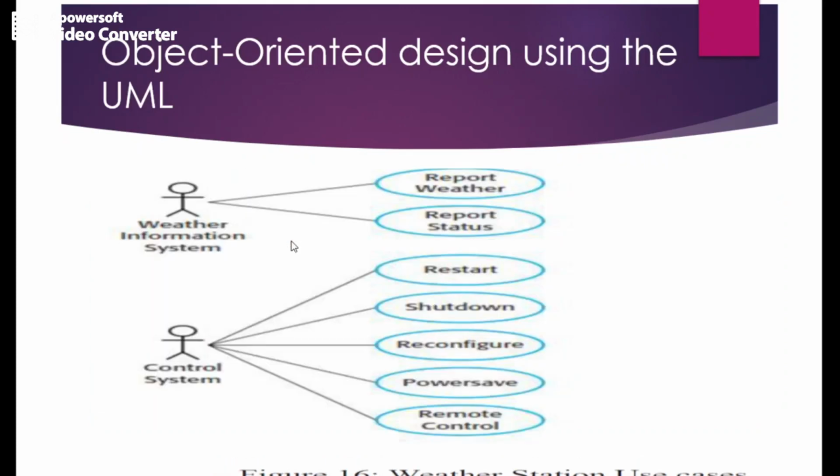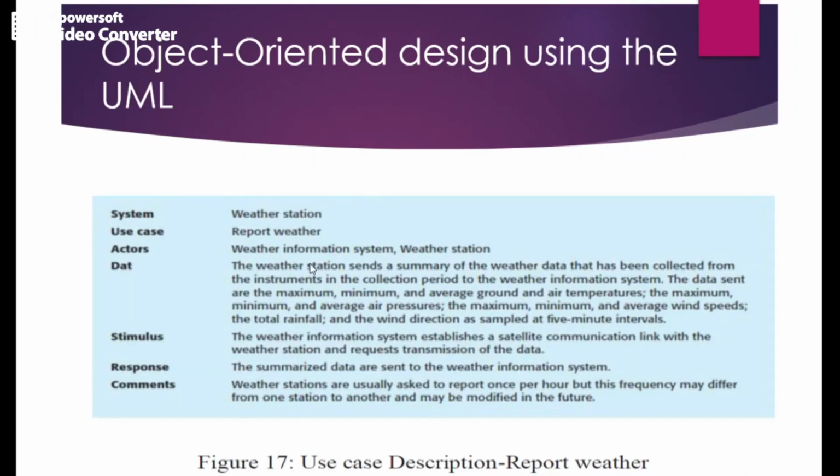Actors. One of the actors we are taking because you want the weather data, no? Here there are two actors, weather information system and control system. There are two actors, but we require only one actor, weather information system. That is because you want to collect the weather data, that's all. So one is weather information system and another one is the weather station.